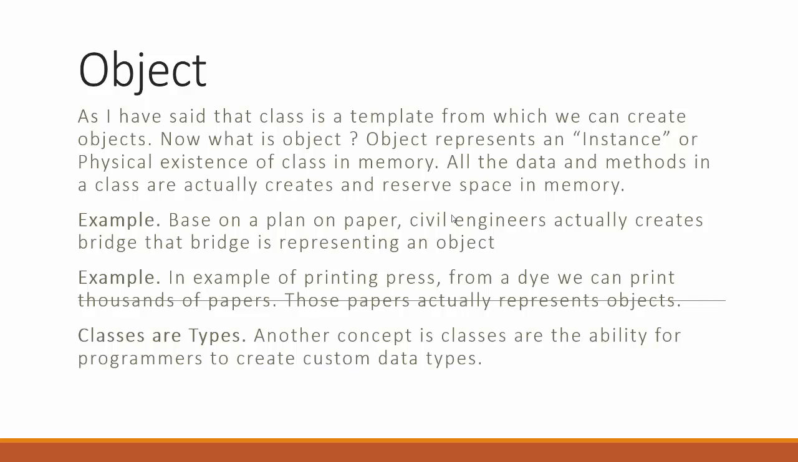So classes as types is another concept, and it is a very basic one: classes give programmers the ability to create custom data types. There are some native, pre-built, or default data types in the C# language: integers, characters, strings, arrays. But if you want to develop your own data type, then classes are here for you. I think these are the concepts about classes and objects. Now let's move to the inheritance concept.